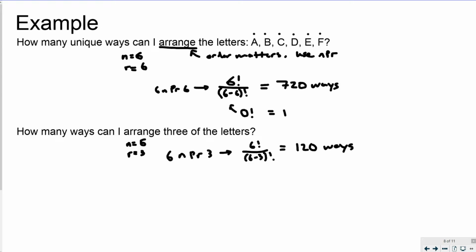And if you put in 6P6, you get 720. If you put in 6P3, you'll get 120 ways on your calculator shortcut.